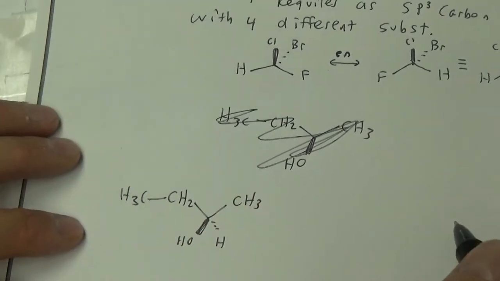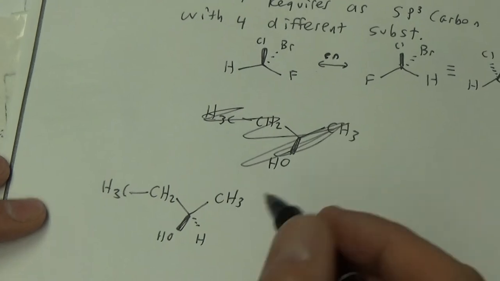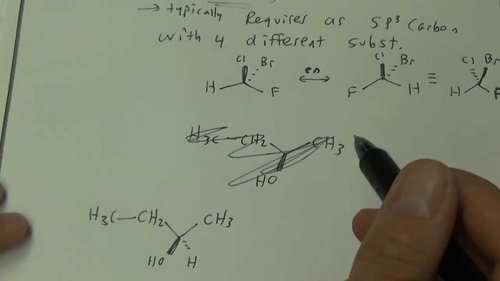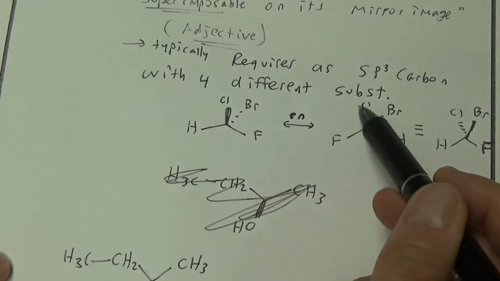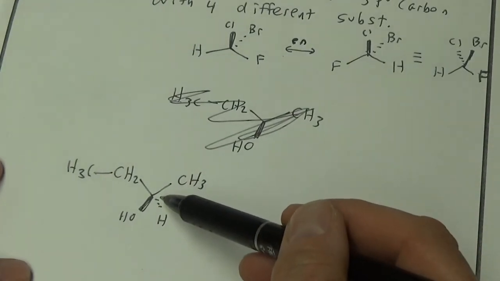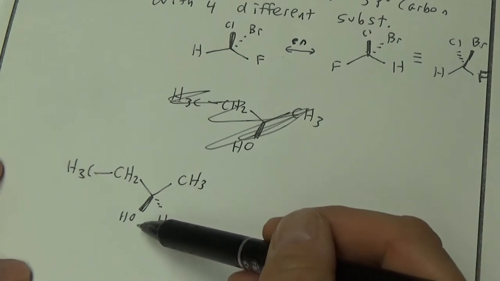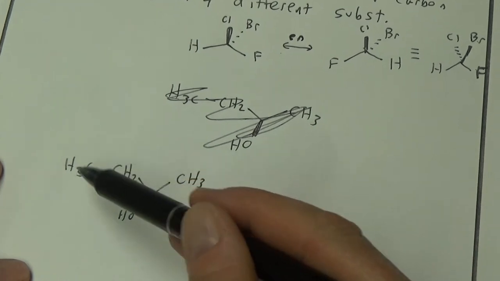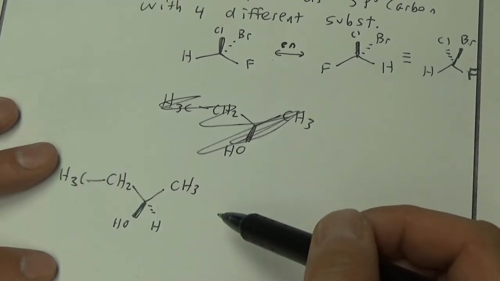CH3. All right. So first of all, is this chiral? What is our requirement? We'd require an sp3 carbon with four different substituents, right? Well, there it is: an sp3 carbon with four different substituents. It's got an OH, an H, a CH3, and an ethyl group, right? So that's clearly the requirement for chirality.